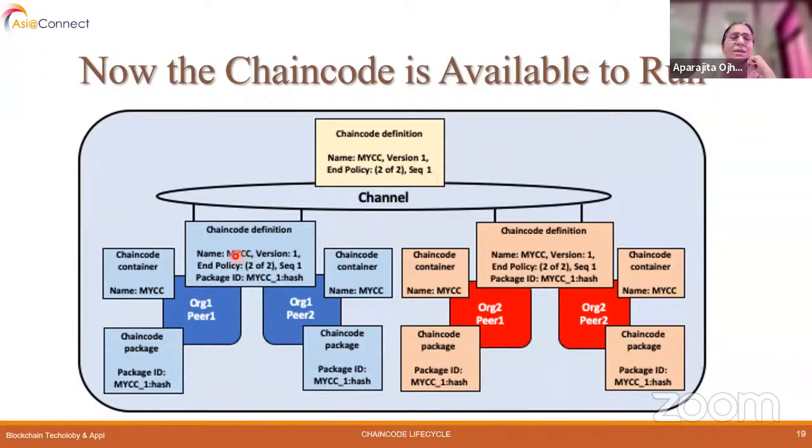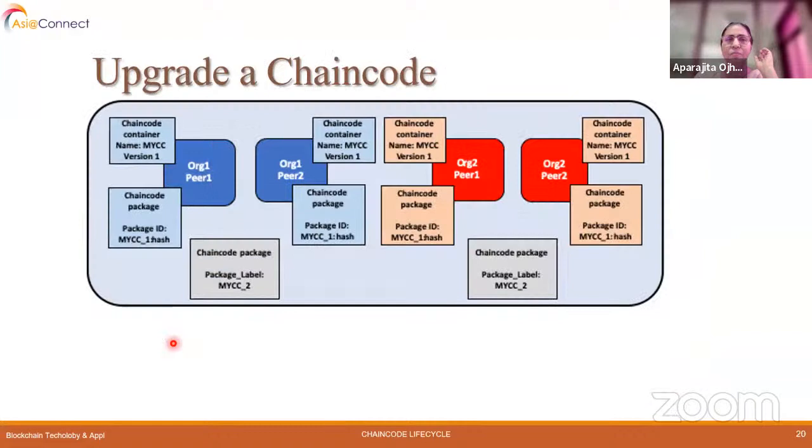So basically, this chain code definition is available to both the peers of org1 and org2, because everybody who is on the channel has the right to access the chain code. So this is the cycle that you first package and then install, then approve, and then commit.